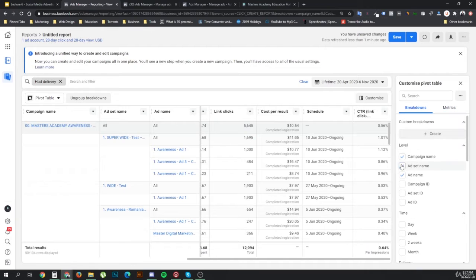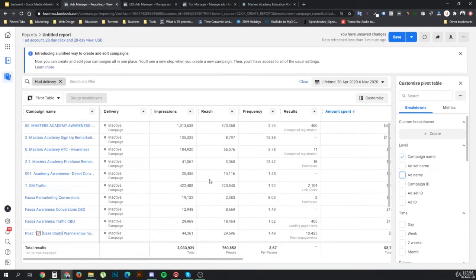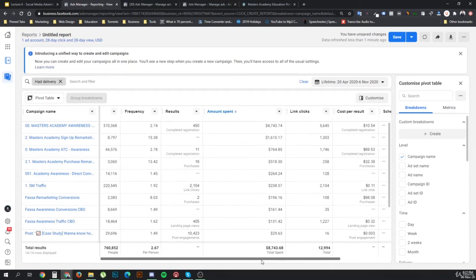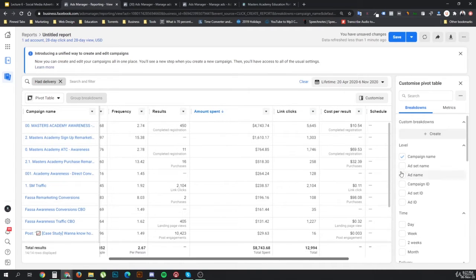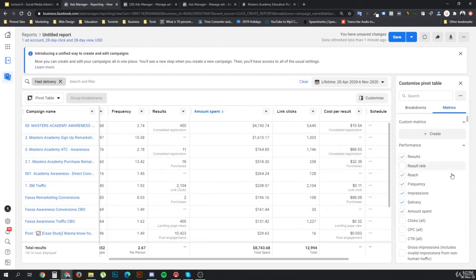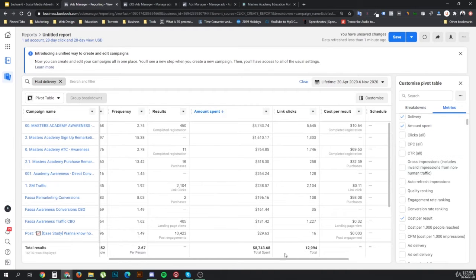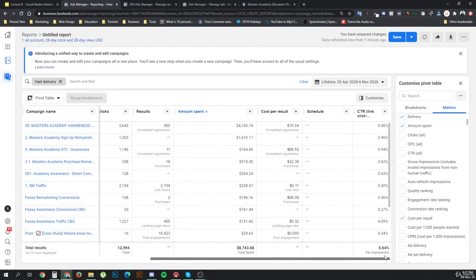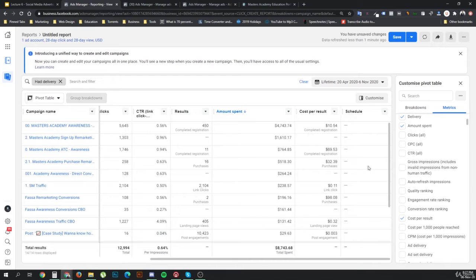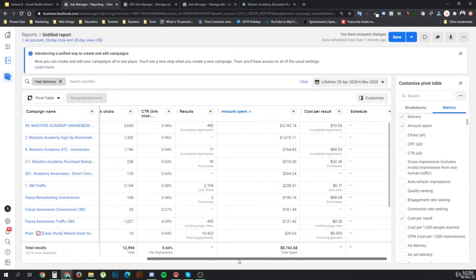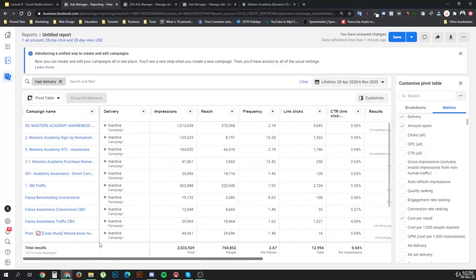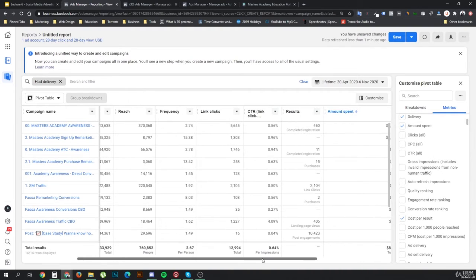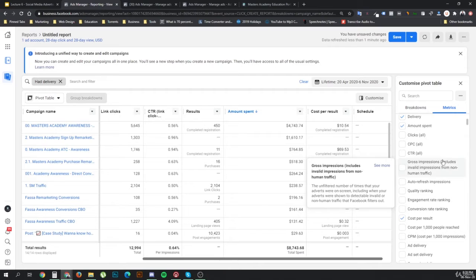For this, you can remove the breakdowns and just keep the campaigns to be able to look at the data. So we'll take a look at this in a second. We added the link clicks. We want them to be right next to the frequency. We want to have the CTR again to be able to analyze our results. And so first we have impressions, then we have traffic, and then we want to have the results.